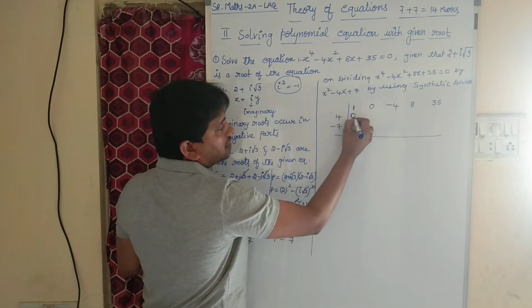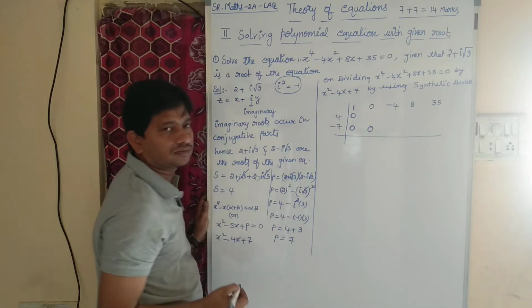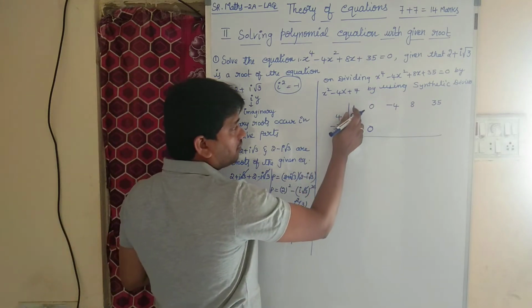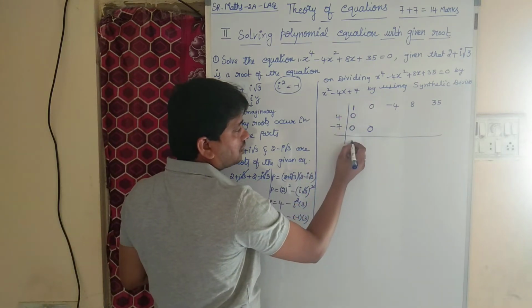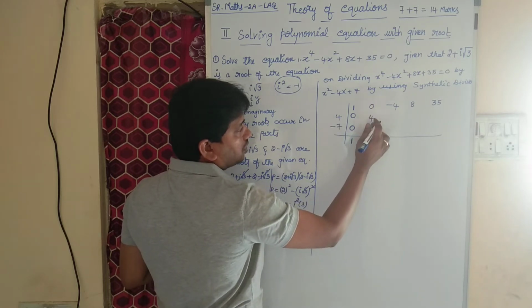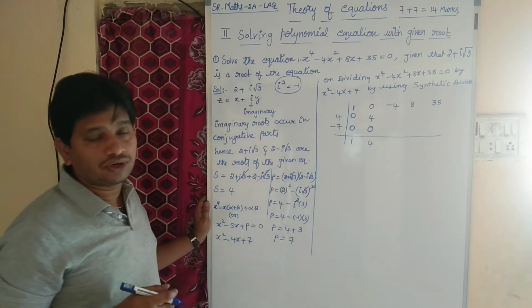So here we have to place 0. Here also we should place 0. Here also we should place 0. That 3 must be 0. Now what to do children? We should add 1 to 0, 1. 1 plus 0, 1. 1 into 4, 4. 0 plus 4, 4. Right? Children, did you understand?